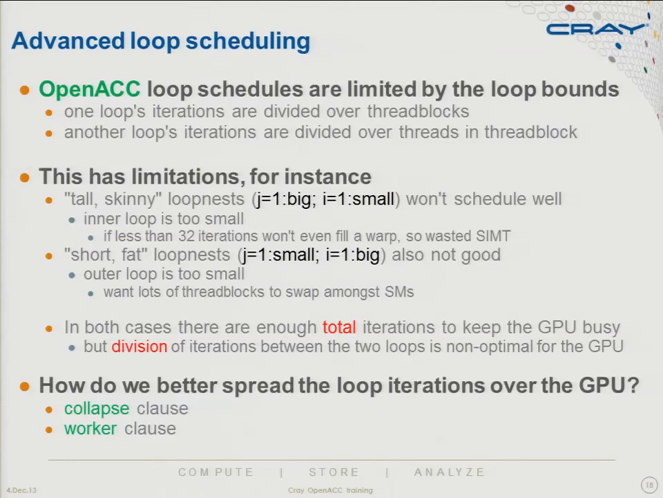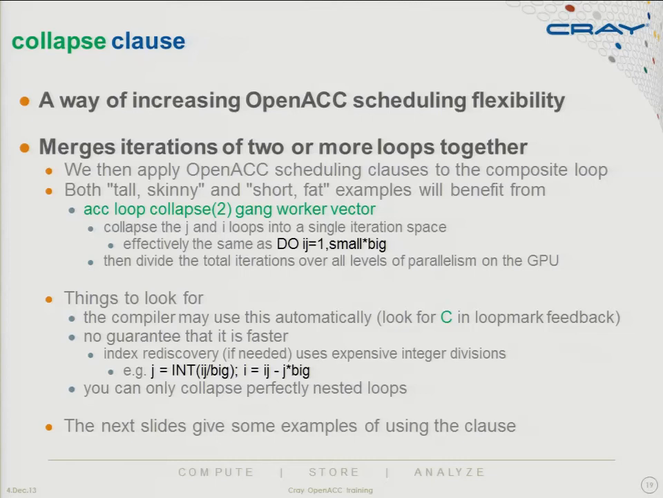So if you want to divide these loop iterations better, what can you do? Well, there are two ways. One is the collapse clause, and one is the worker clause. If you've used OpenMP, collapse does the same thing.